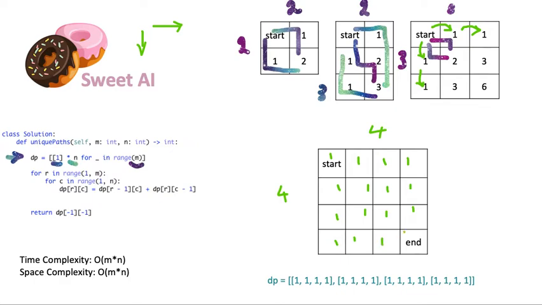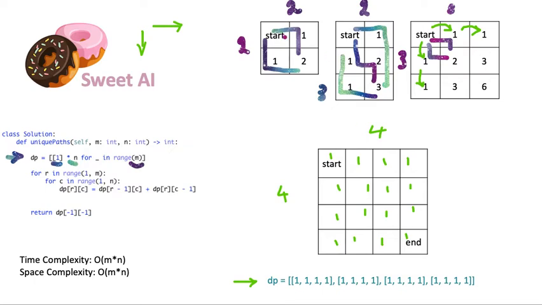So it is filled all with ones. The output of this line is something like this. As you see, we have n columns and m rows. So let's see how we can calculate the number of unique paths to each cell.